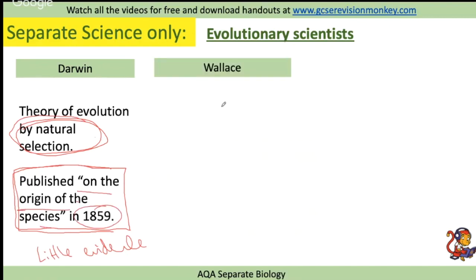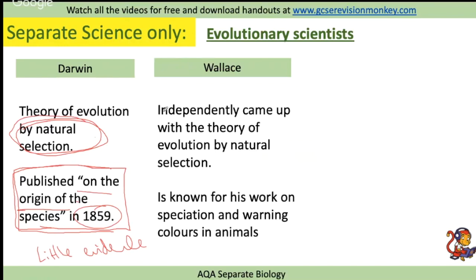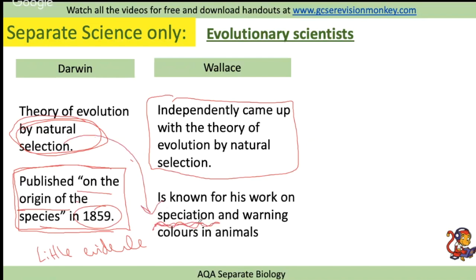At the same time, Wallace was also working on his theory of evolution independently. So they were studying at the same time, and he was traveling around the world, but he also came up with the same theory as Darwin, and they actually published a paper on it together before Darwin published his book. And Wallace is also known for his work on speciation and understanding how evolution by natural selection leads to speciation, and warning colours on animals, so bright yellows and oranges and stripes on wasps and things like that to warn other animals that they are poisonous.